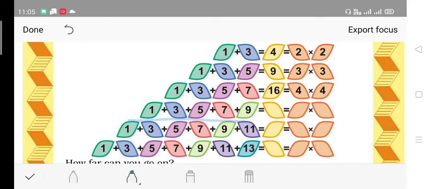If you are going to add this, no need to add, a shortcut is there. Here the series are there: 2, after 2 comes 3, after 3 comes 4. So next will be 5. 5 fives are 25.